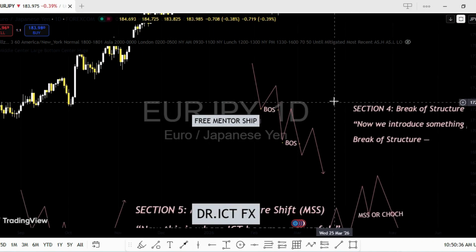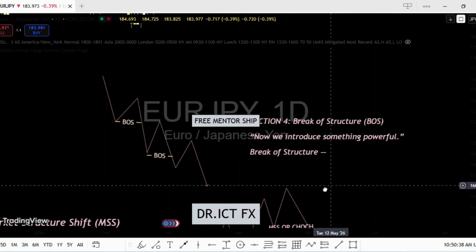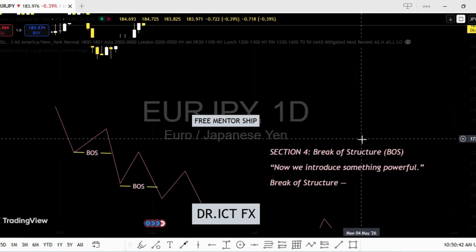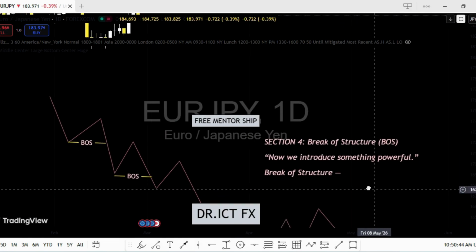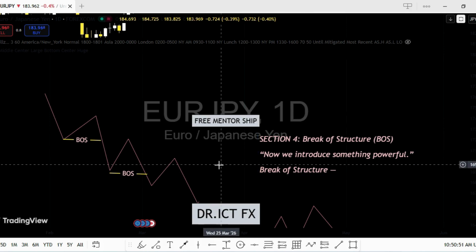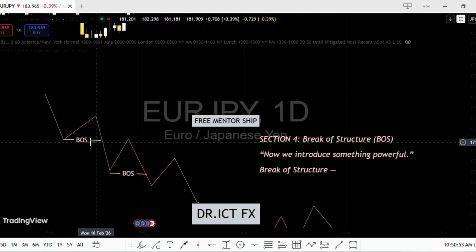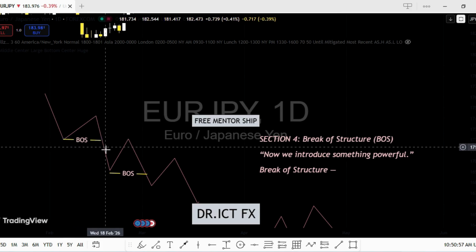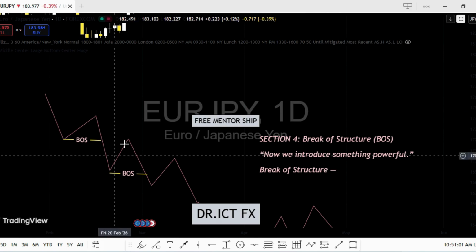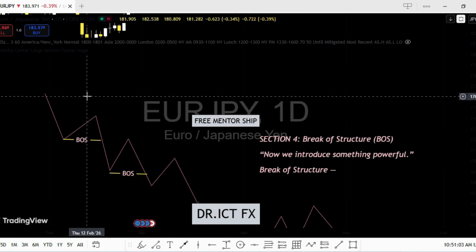Let me go to another section, which is break of market structure. Break of structure, or break of market structure, is a powerful concept in ICT. A break of market structure in a downtrend is always like this. It shows that we have a continuity in the trend. This is a bearish trend, or what we call a downtrend.